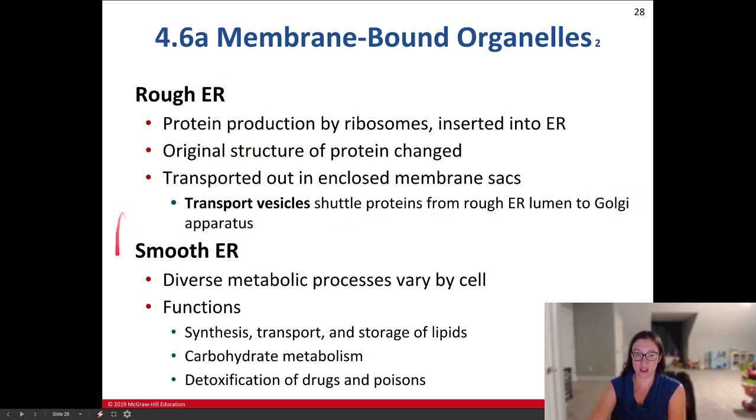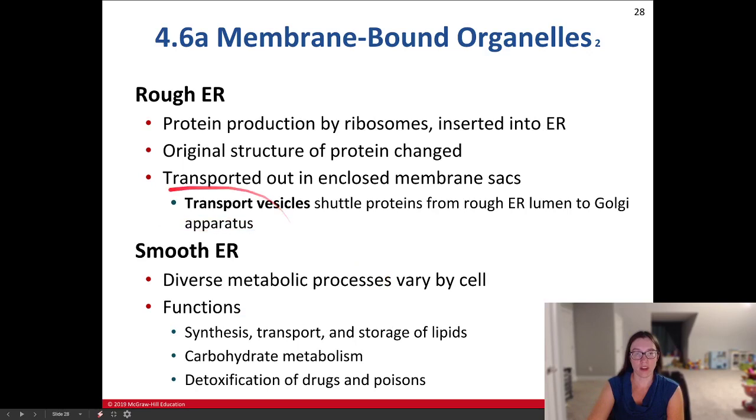The smooth ER does something a little different. It has a lot of metabolic functions, and it might differ cell by cell, but some of the functions are to synthesize, transport, and store lipids. So this is a good one to know: the rough ER does proteins, the smooth ER does lipids. It can help with carbohydrate metabolism, and it is also important in detoxification of drugs and poisons. Our liver cells, because the liver does a lot of detoxification of our blood, have a more extensive smooth ER.